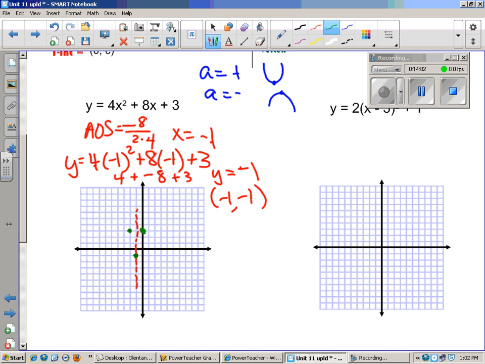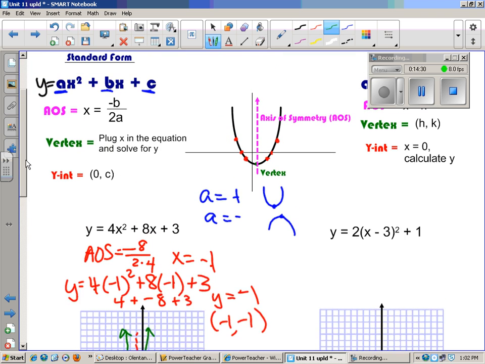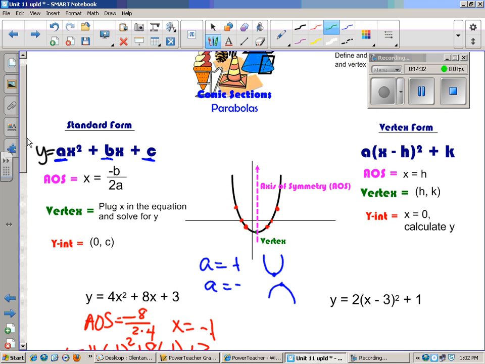So now I have 3 points, and I can kind of sketch in my parabola. Okay? So far, so good? Let me do, we'll go back and do another example of this, but let me do a vertex one real quick, because it goes quick.